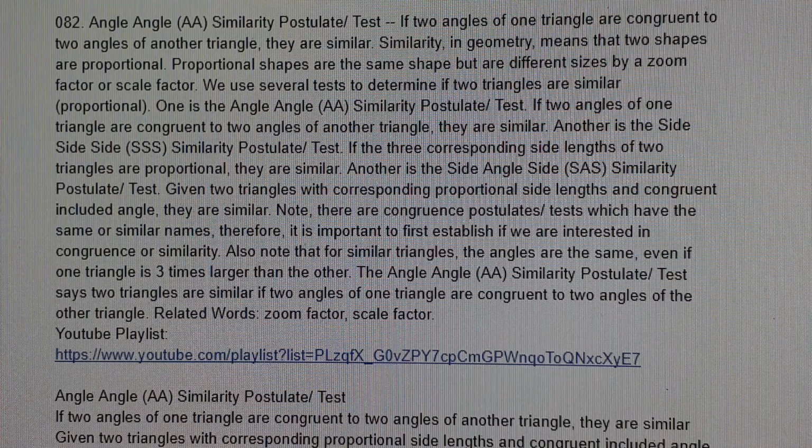Angle-angle (AA) similarity postulate test: if two angles of one triangle are congruent to two angles of another triangle, they are similar.